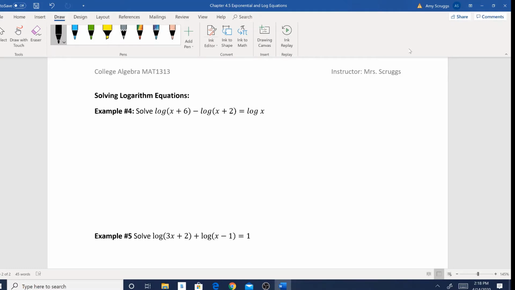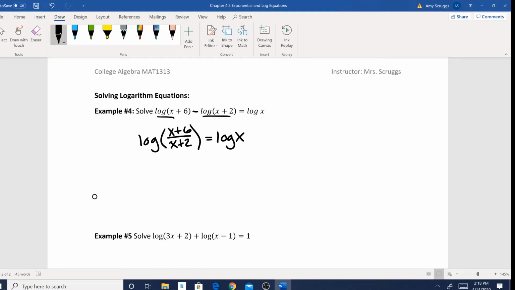Your first step is going to be to condense this into one single log on one side, okay? So just right off the bat here, the first thing that I see is that this is being subtracted. So if I want to condense what's on the left side, so we're talking about these two, then this is a division problem. You're going to have log of x plus 6 being divided by, and actually I kind of wrote this wrong because if I'm condensing it, I want it to just simply be one log here. So x plus 6 divided by x plus 2. And now we're going to still say that this is equal to log of x, okay?